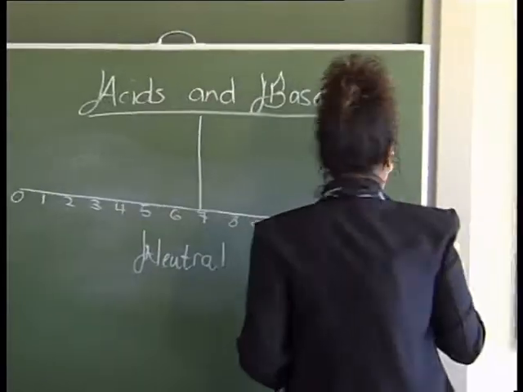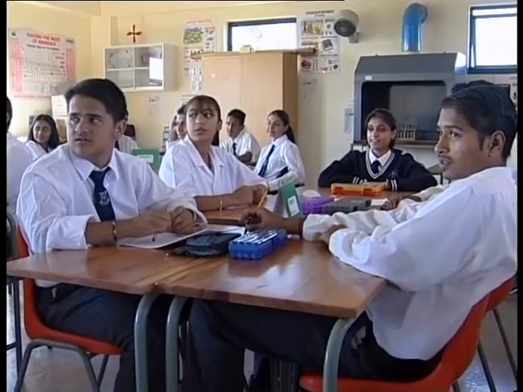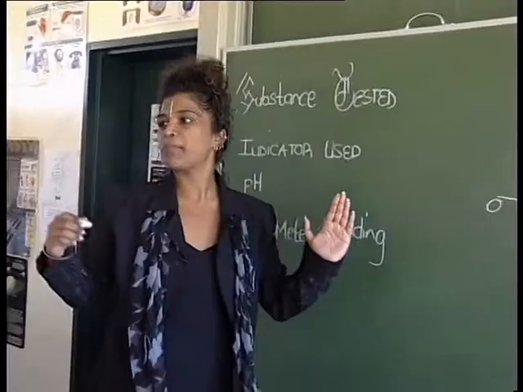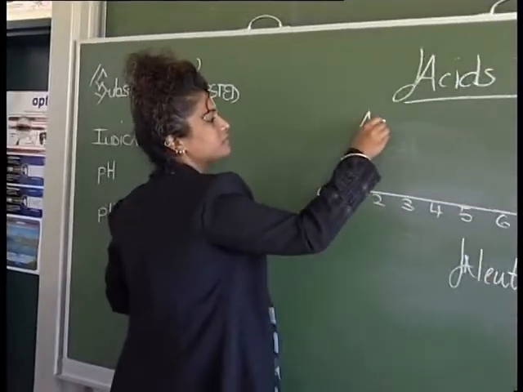Neutral. Right, on my right-hand side, more than 7. What does more than 7 tell me? Basic. Who can tell me what does less than 7 mean? A substance is acidic, very good.